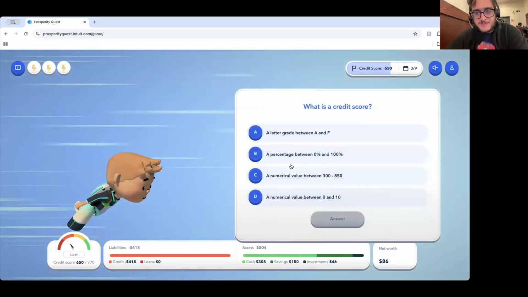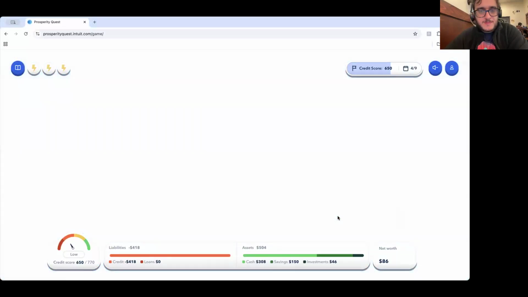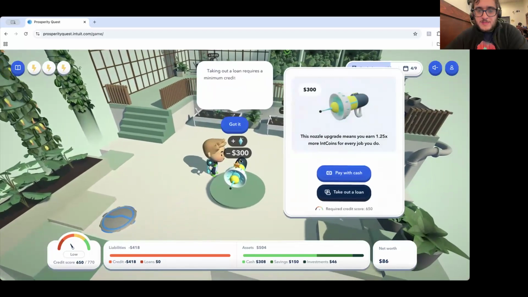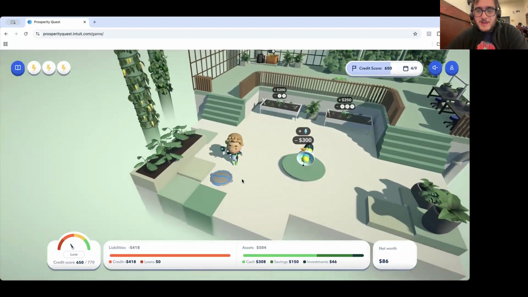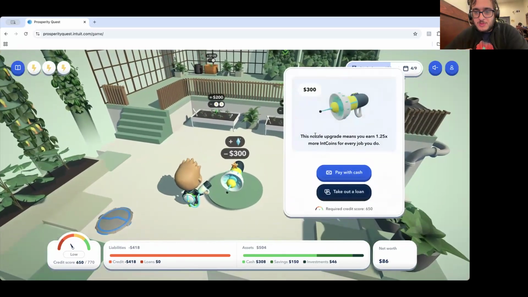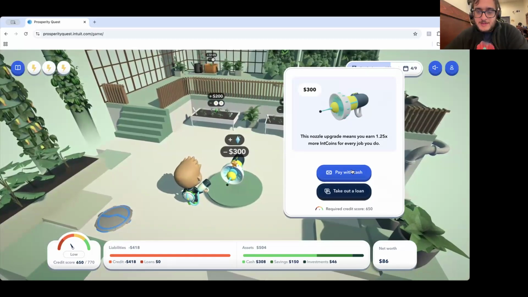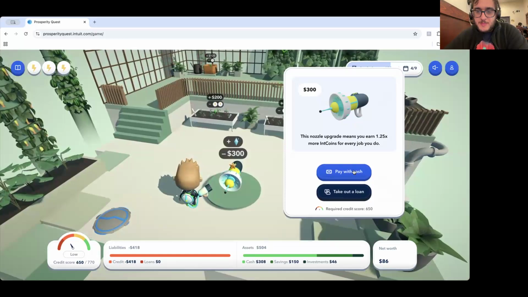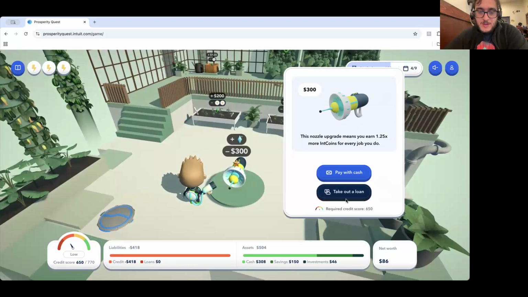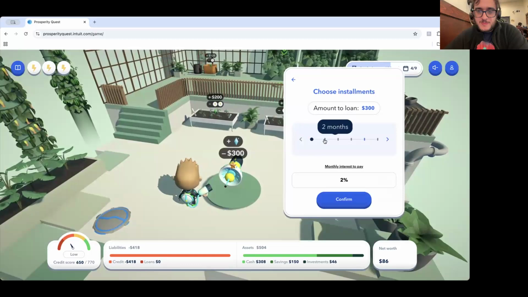What is a credit score? There you go. All right. Here you'll see something new. This is if you want to buy a new energy pool nozzle. So you get 1.25 more. So we're gonna do that. Sounds great. I can pay either with cash or take out a loan. I have enough of a credit score, so I'll do that.